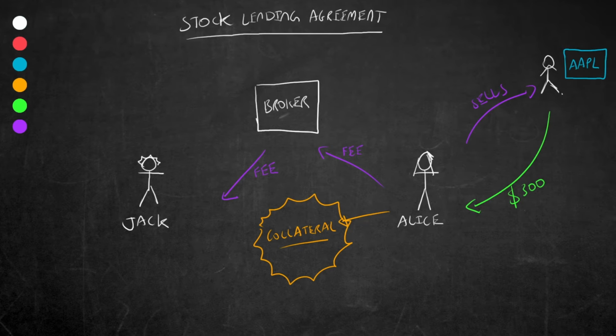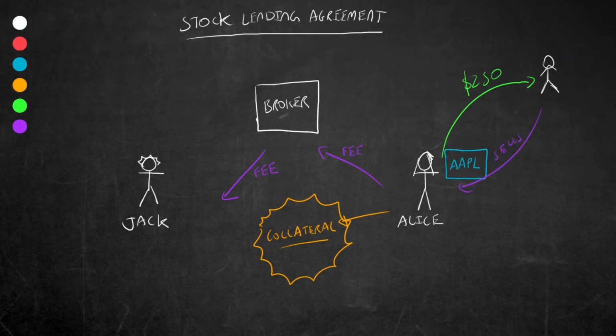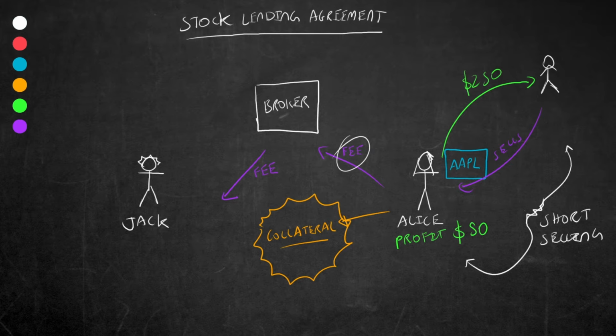Over the next few weeks, however, Apple drops in value until one share is now only worth $250. Alice then buys back the share from the market for $250. And having bought this share back for a lower price, she has essentially made $50 of profit, minus any other fees associated with what she owes the lender. Now, this whole process here is known as short selling. She has effectively made a bet that the price of the share will go down and she's won. At the end of the borrowing period, Alice then gives the borrowed share back to the broker, who returns it to Jack. It all has worked out for Alice.